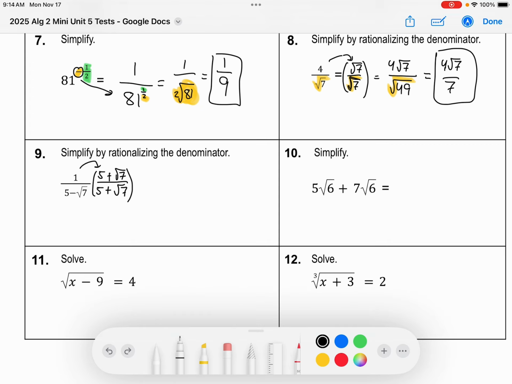So here we multiply, we get 1 times 5 and 1 times the square root of 7. That's just going to be 5 plus the square root of 7. Okay. Then this part is a little bit more tricky. We got to do 5 minus the square root of 7 times 5 plus the square root of 7. I'll see if I can fit that work in here.